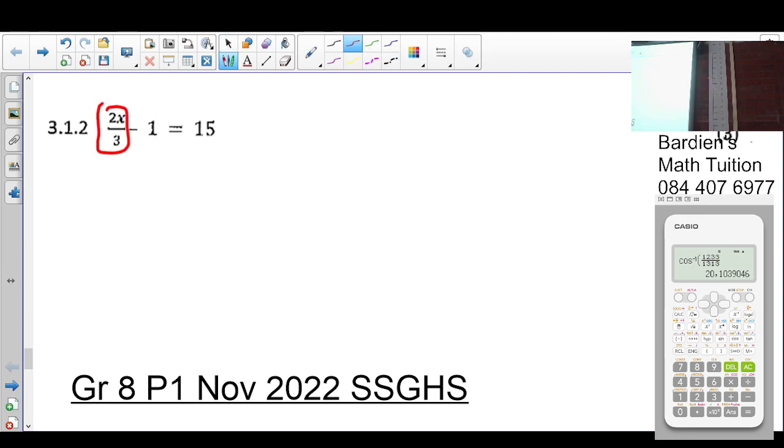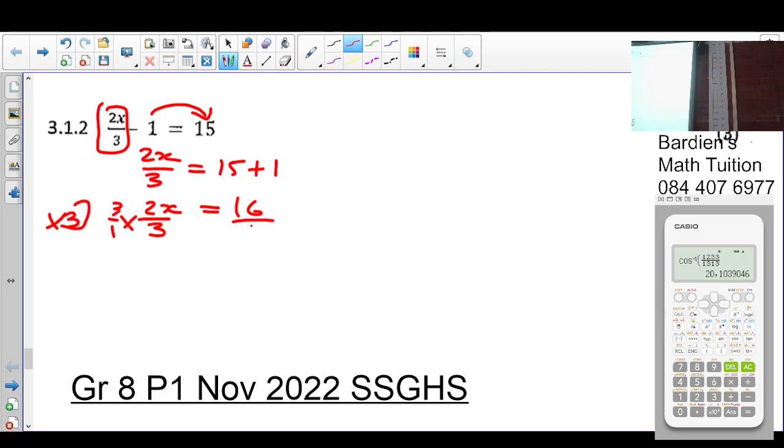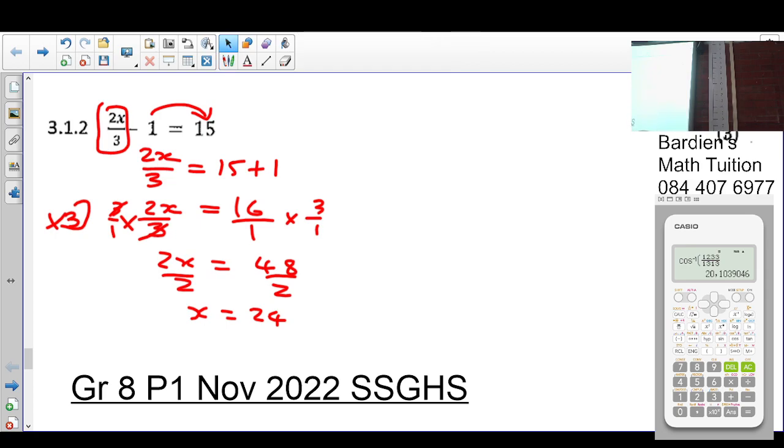Get the term of the x on its own first. So you take it over the equal sign, so 2x over 3 is equal to 15 plus 1, which is 16. So what's your LCM here? 3. So multiply throughout by 3. So I'll multiply that by 3 over 1, and that by 3 over 1. 3 is cancelled, so 2x is equal to 48. Also, divide by 2, so x is equal to 24. See any confusion there? No. Okay.